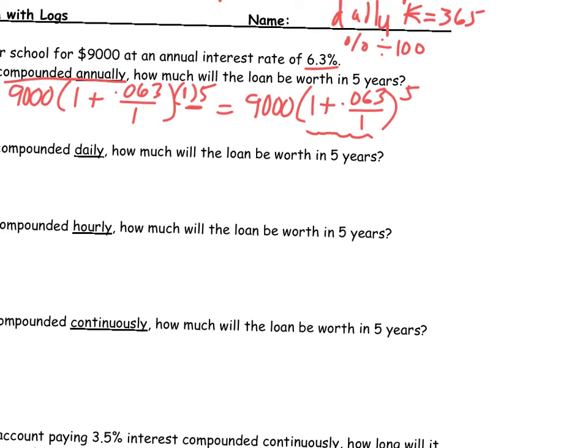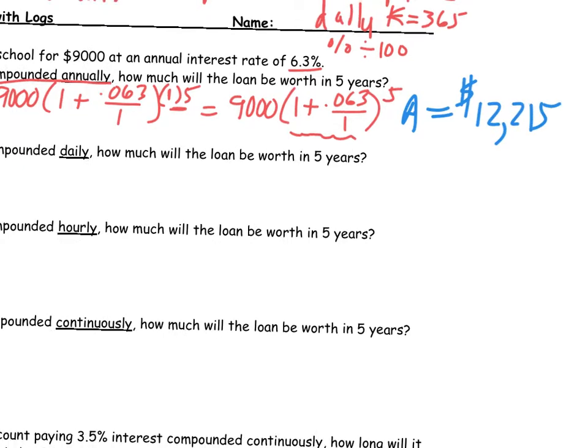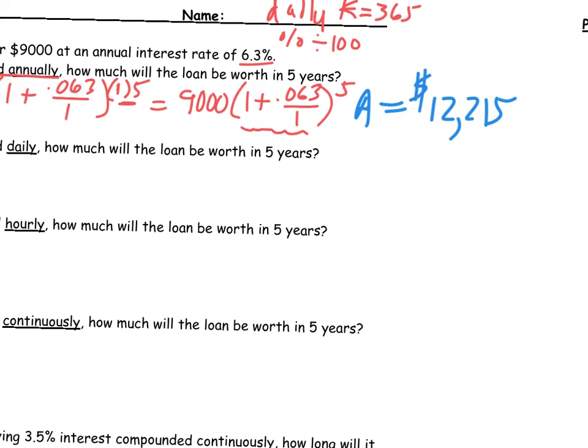Our A, in this case, is equal to 12,215, and what do you got there? Round it to the nearest cent, so it's 0.432, so that'd be 0.43, so 43 cents. Okay, that's if your interest is compounded once a year.